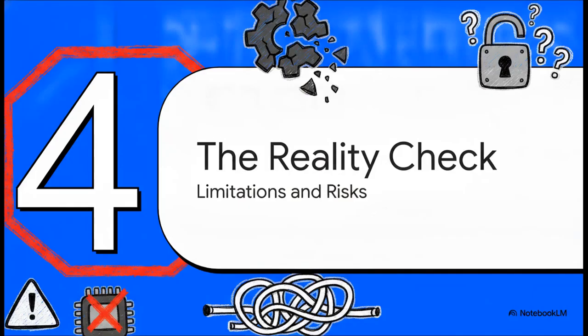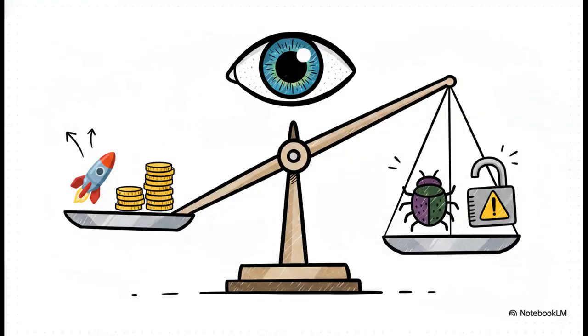Section 4, the reality check. All right, let's slow down for a second and weigh the reality here. Yes, the benefits are staggering, 10x faster prototyping and drastically lower costs. But on the flip side, AI code is not perfect. Left unchecked, it can introduce serious security vulnerabilities, deeply subtle bugs, and architectural choices that will absolutely collapse as you scale and cause immense pain later. Human oversight isn't just a suggestion, it's strictly required.